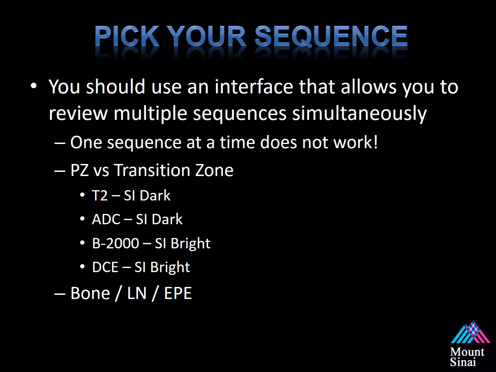As you increase the B value, the brightest areas of signal are cellular restriction. DCE or contrast are just enhancement. They're usually bright. And always don't forget to look at the bone, lymph nodes, and whether there is any extraprostatic extension of disease.